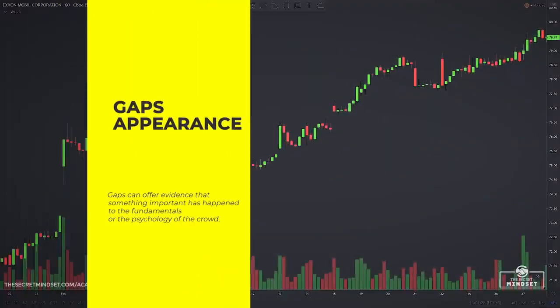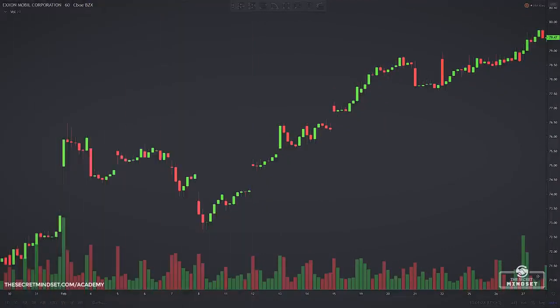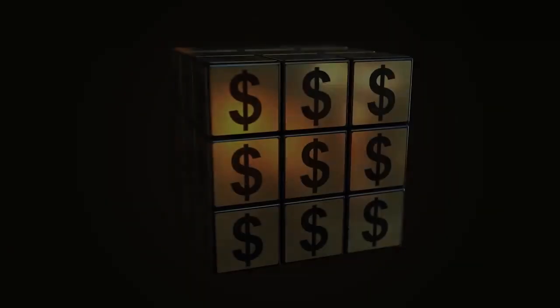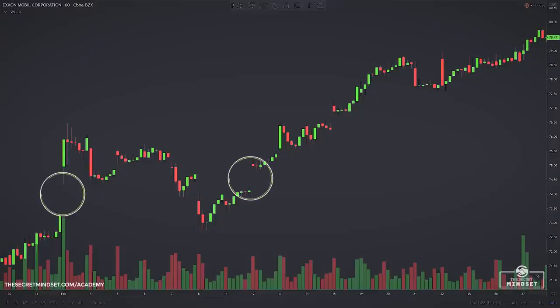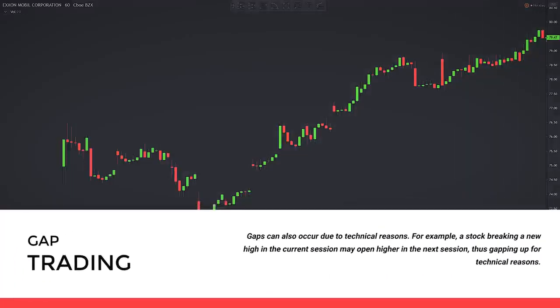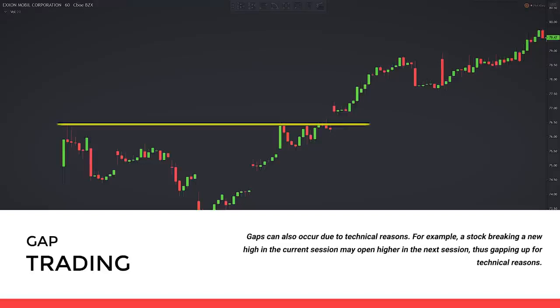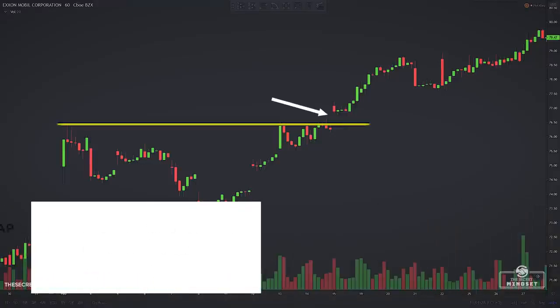Gaps can offer evidence that something important has happened to the fundamentals or the psychology of the crowd. In the forex market, it is not uncommon for a report to generate so much buzz that it widens the bid and ask spread to a point where a significant gap can be seen. Gaps can also occur due to technical reasons. For example, a stock breaking a new high in the current session may open higher in the next session, thus gapping up for technical reasons.